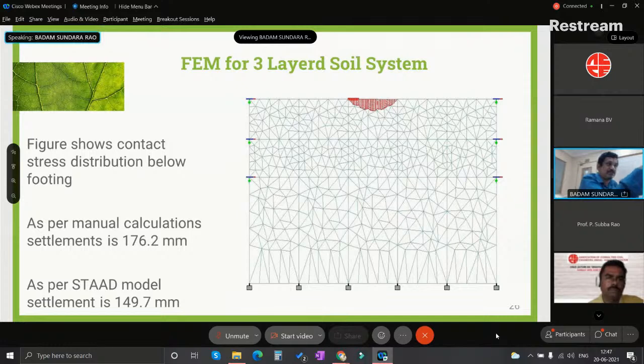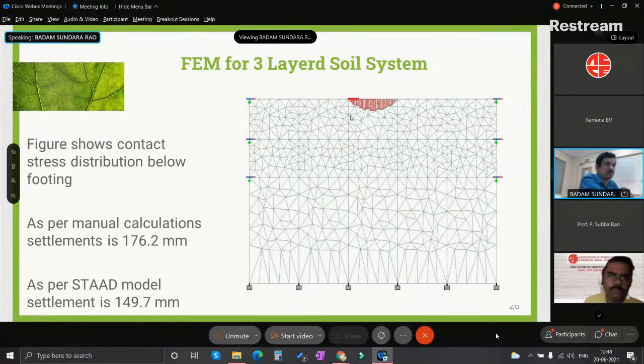This is for the flexible footing that was modeled, applied as a surface footing. This is a surface footing model where we have applied surface loads, and this is the contact stress distribution for a flexible footing. Without applying the rigidity factor, and with application of this rigidity factor, it comes to about 140 mm. This is a standard model. This comes to be 109.7 mm.